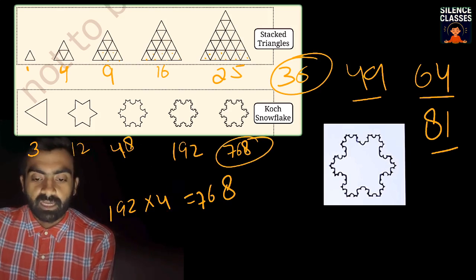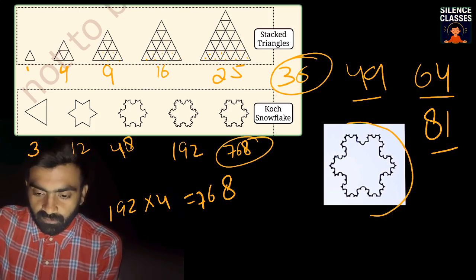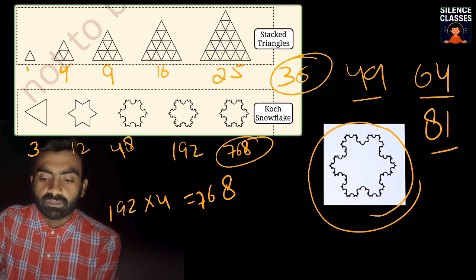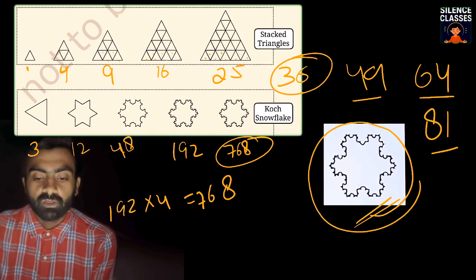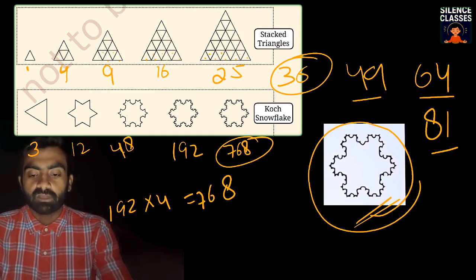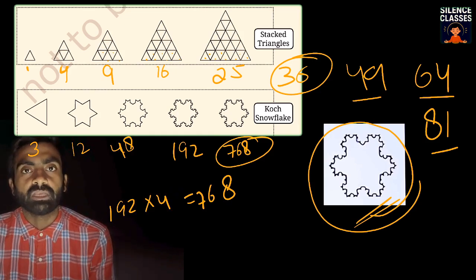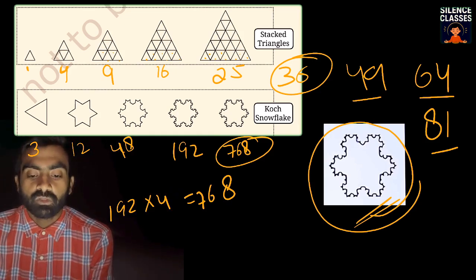And if we talk about the next one, this one, 768 multiplied by 4, that many lines have been used to draw these snowflakes. Okay, so these are the number patterns. You don't have to draw; you can write down the numbers, that this many lines we can use to draw the next snowflakes.